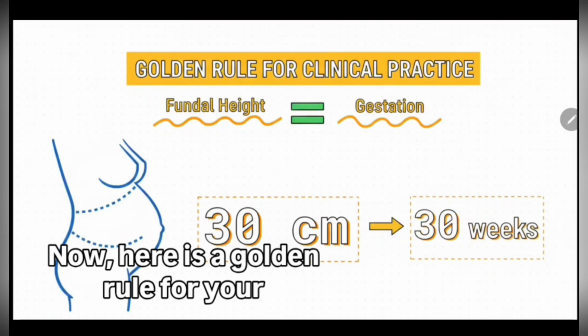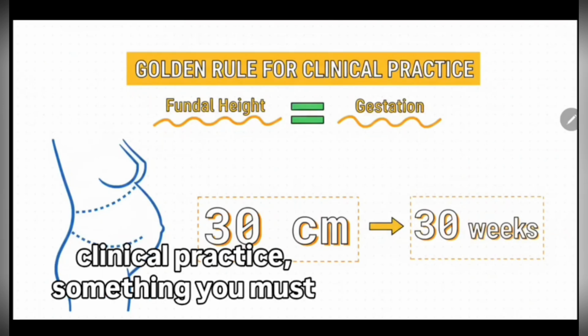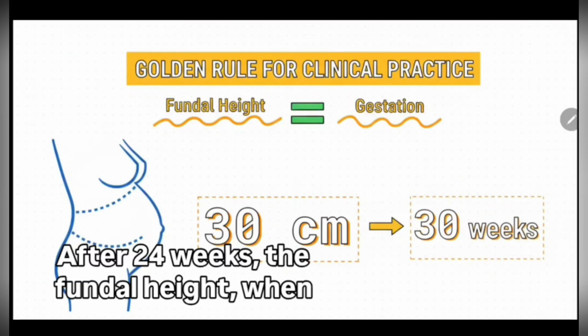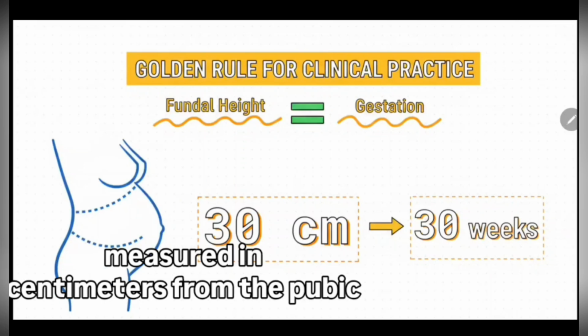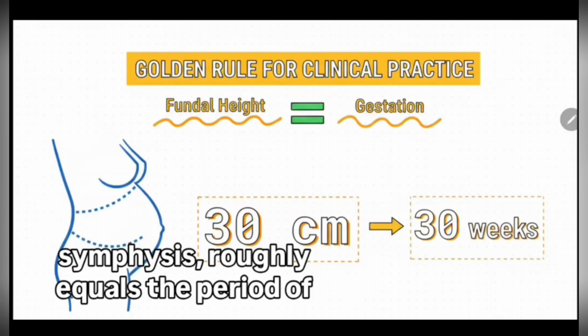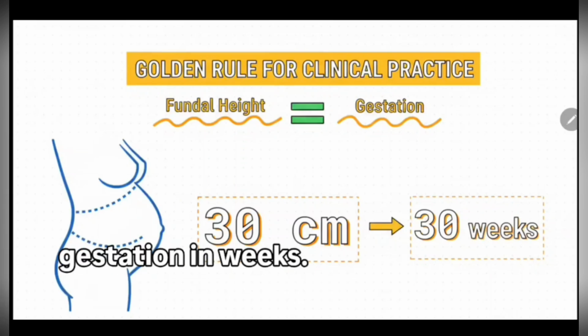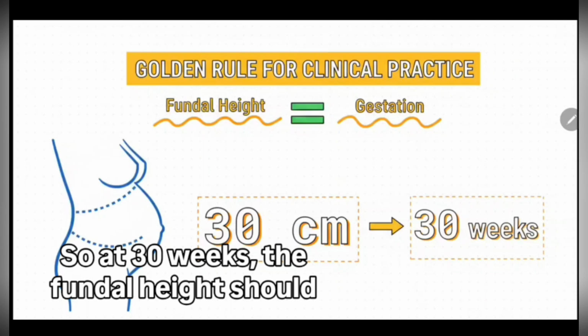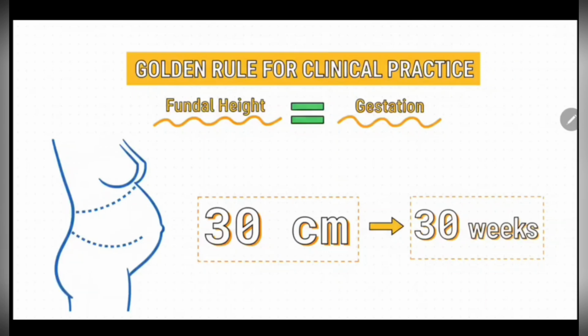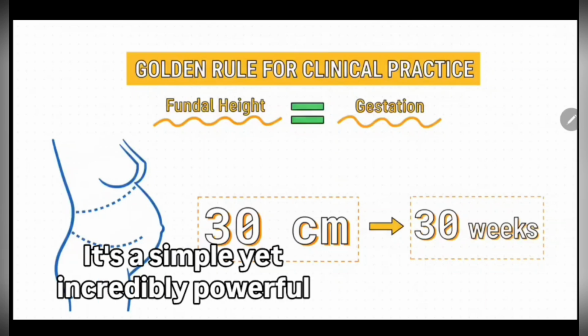Now, here is a golden rule for your clinical practice, something you must remember. After 24 weeks, the fundal height, when measured in centimeters from the pubic symphysis, roughly equals the period of gestation in weeks. So at 30 weeks, the fundal height should be around 30 centimeters. It's a simple yet incredibly powerful tool.